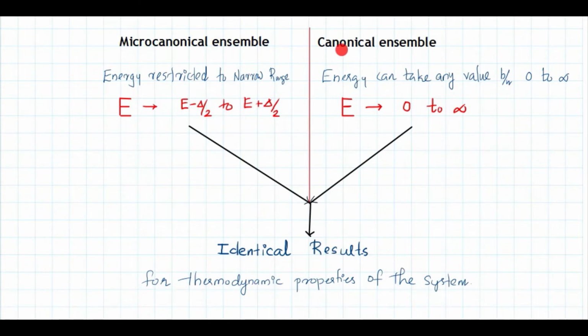And in the case of canonical ensemble, energy can take any value between 0 and infinity. Here, the macro state is defined by a fixed number of particles, a fixed volume, and a fixed temperature. Instead of fixing the energy, in the case of canonical ensemble, we fix the temperature of the system. Here energy is a variable. E can take any value from 0 to infinity.